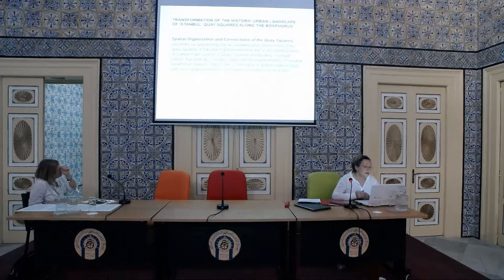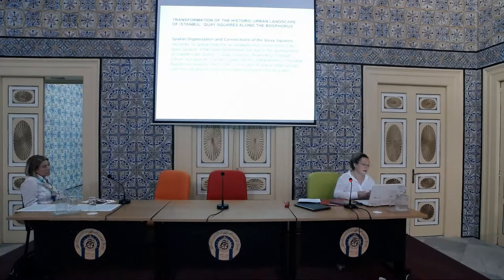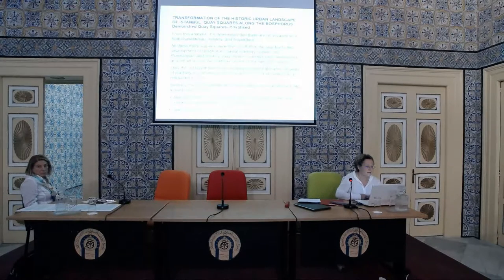Secondly, by questioning the accessibility and connections of the quay squares, it has been determined that due to the development of the coastal road system, 5 quay squares, Arnavutköy, Emirgan, İstinye, Kuzguncuk, and Çubuklu, have lost the characteristics of livable Bosphorus squares due to the current lack of spatial relationship with their neighborhoods. They have remained only as quays.